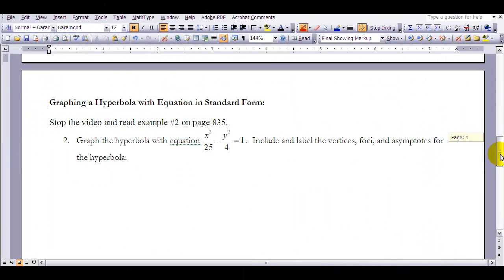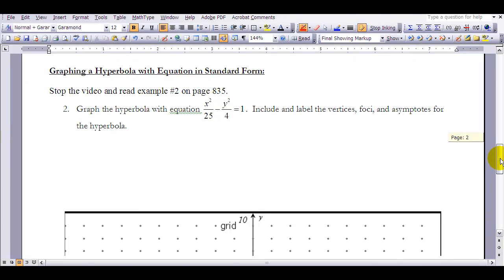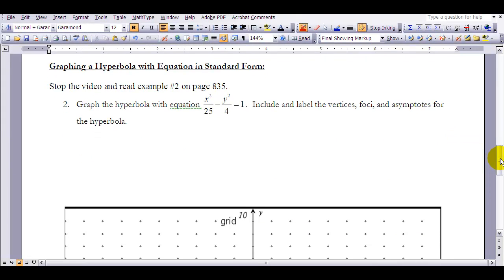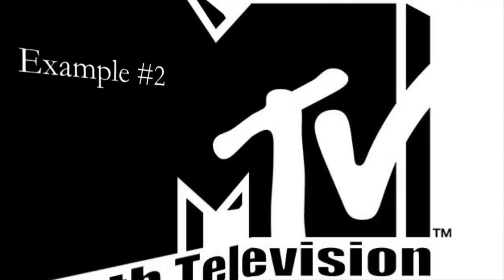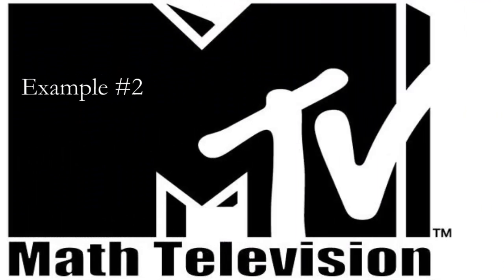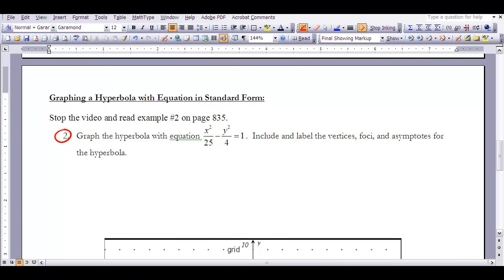So the last section then is graphing a hyperbola with an equation in standard form. So if we have it in standard form, we want to be able to graph it. So at this point, if you could just take a minute or two, stop your video and read example number 2 on page 834 before I go over this example number 2 here in your notes.